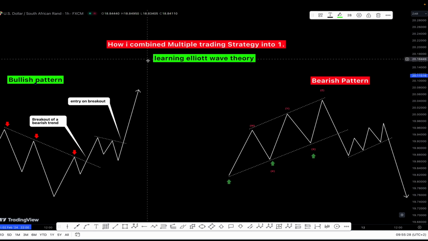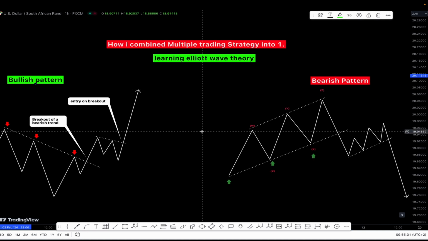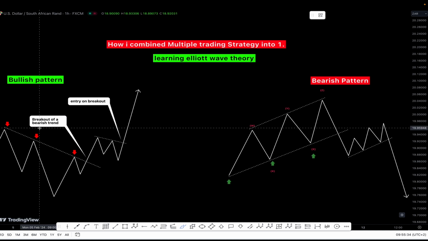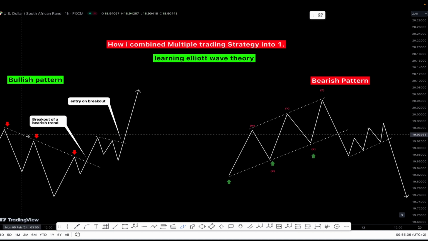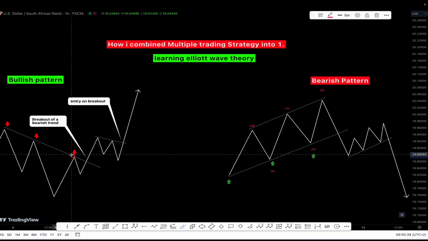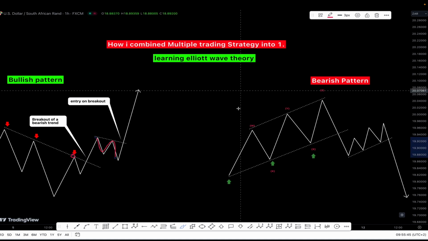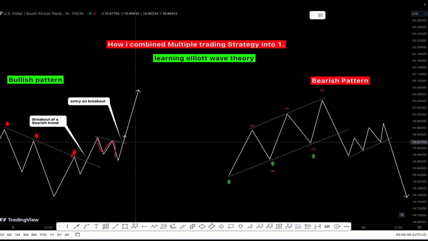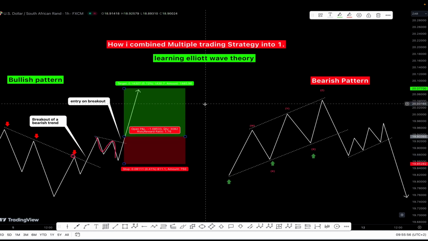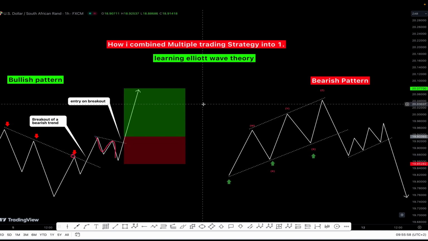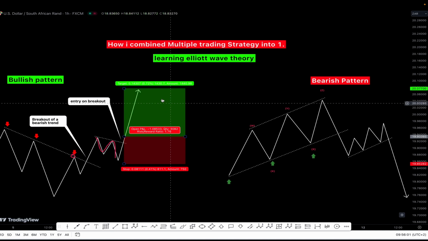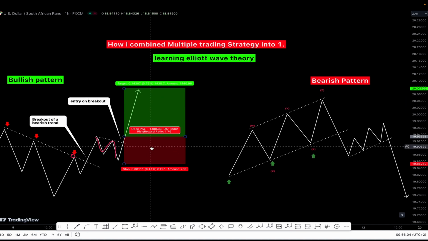The first thing that I did when I started to trade, I used to trade like this. I would wait for the bearish trend line to be broken around here, then wait for price to make a correction like this, and then enter the market around here when price breaks to the upside. But as you can see, there's something wrong here. The risk to reward is very small, and the stop loss is also huge.